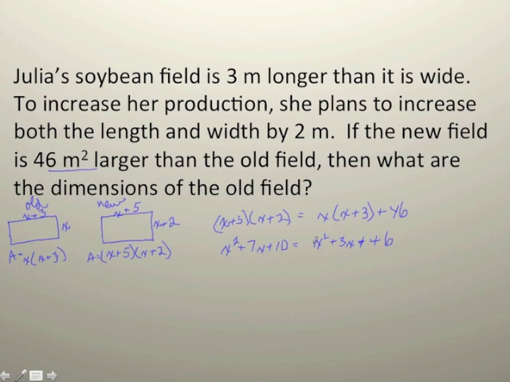Getting my terms on one side: if I subtract x squared from both sides, those will be gone. So I'm going to subtract 3x from each side. I'll get 4x plus 10 equals 46, and then subtract 10 from both sides. 4x equals 36, and x equals 9. 9 meters. So 9 meters and 12 meters. So the dimensions of the old field would be 9 meters by 12 meters.